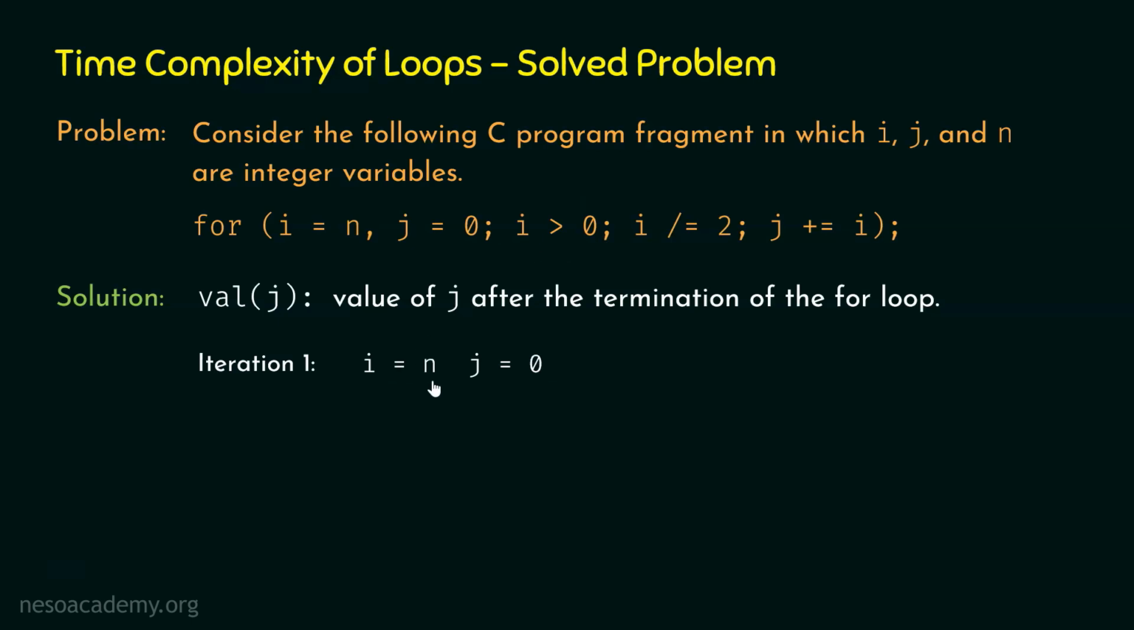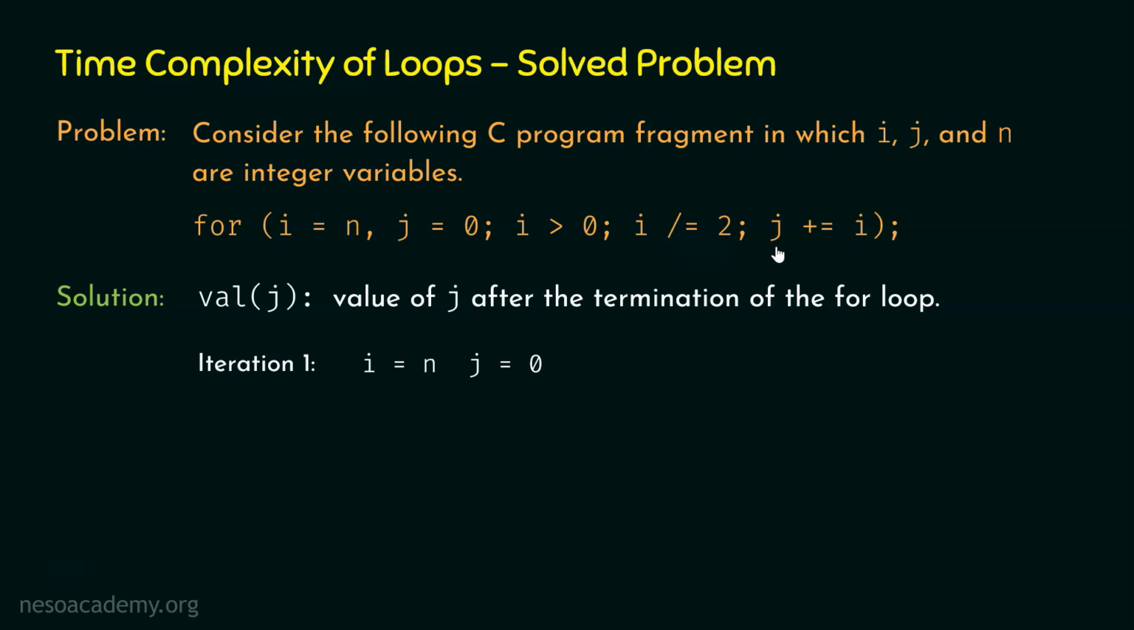i is equal to n, so this i will be replaced by n. Is n greater than 0? Let's say n is greater than 0, so the condition is satisfied. Hence, this statement will execute. i divide equal to 2. i is updated to i divided by 2. What is the current value of i? i is n. n is divided by 2, so we will get n by 2 in the variable i.